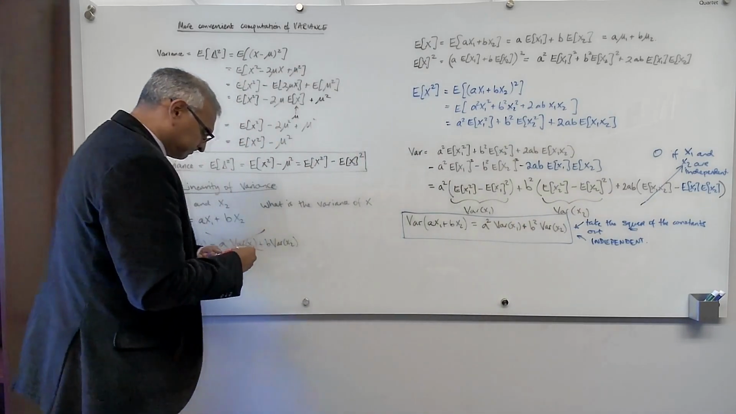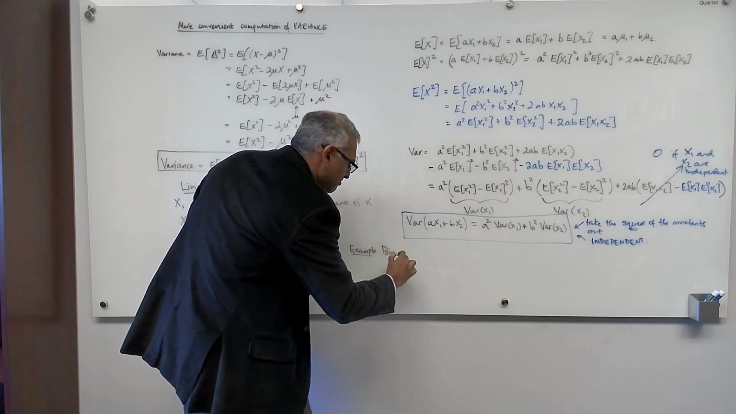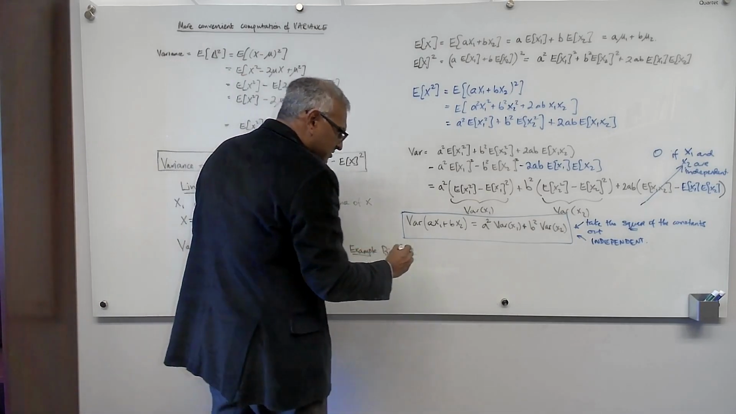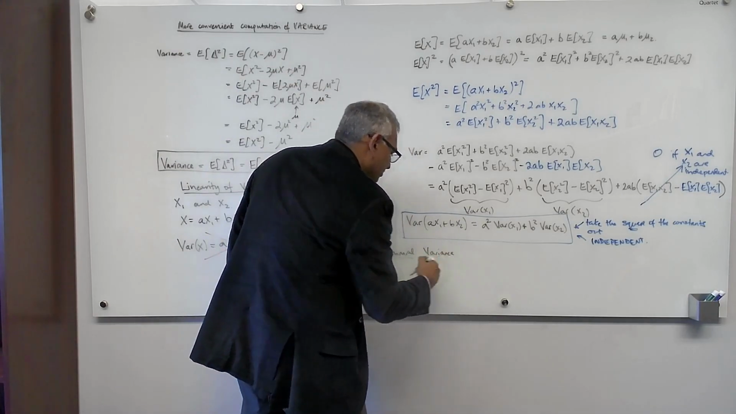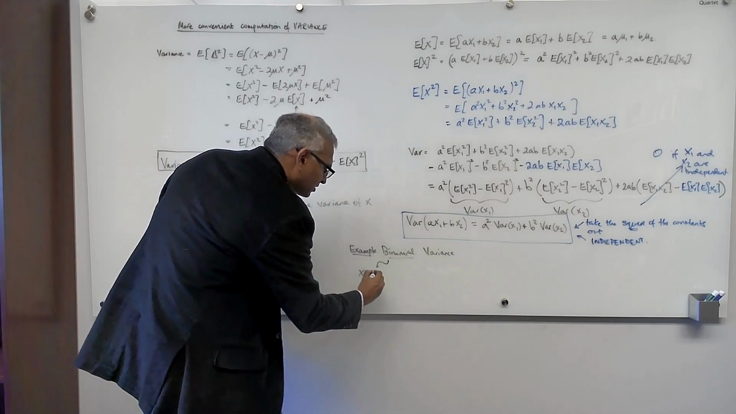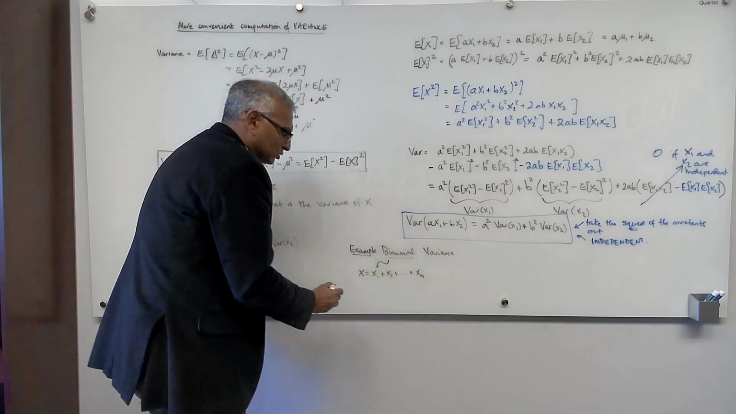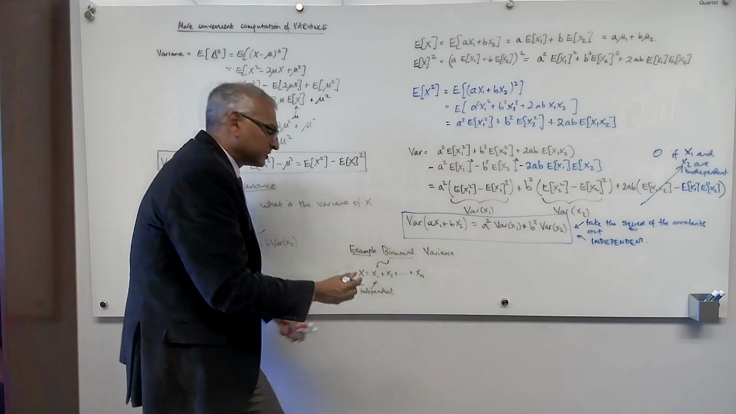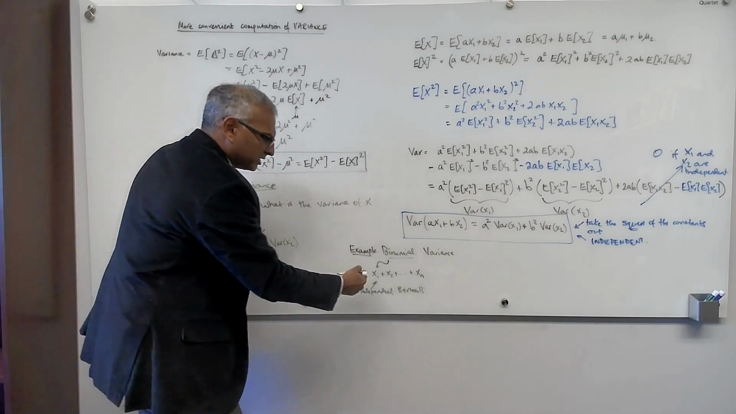Okay. And let's take an example. We'll take two examples. The binomial. The variance of the binomial. So what is the binomial random variable? The binomial random variable x is equal to the sum of Bernoullis, x1 plus x2 up to plus xn. Each of these is an independent Bernoulli, and the success probability of each Bernoulli is p.